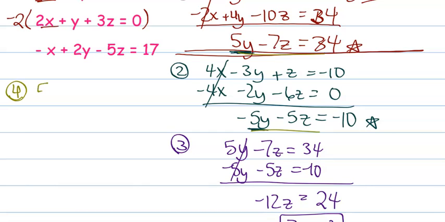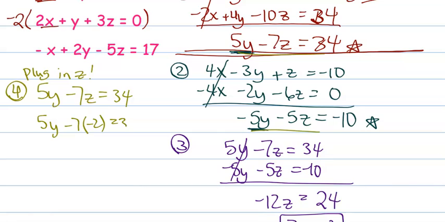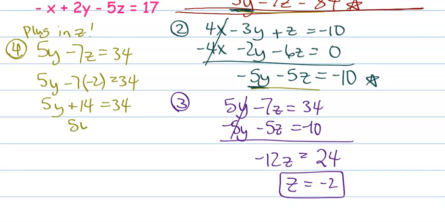So, let me just narrate this. We'll plug in z. So 5y minus 7z equals 34. So 5y minus 7 times negative 2 equals 34. This will be 5y plus 14. Okay, I'm going to subtract 14 from both sides and end up with 5y equals 20 and y equals 4.